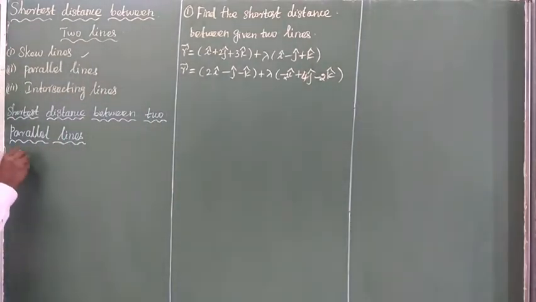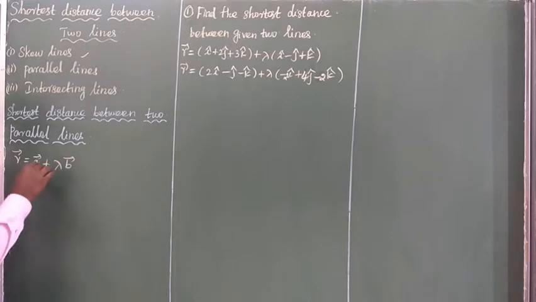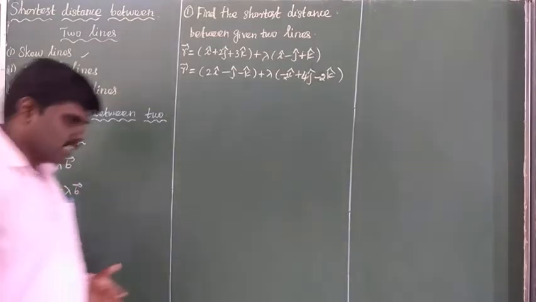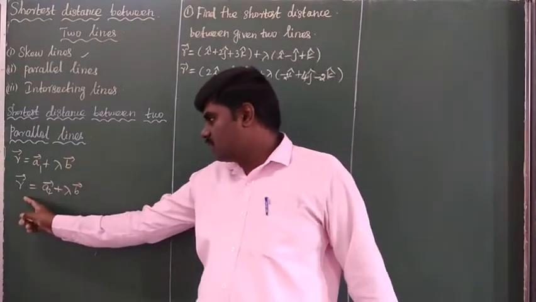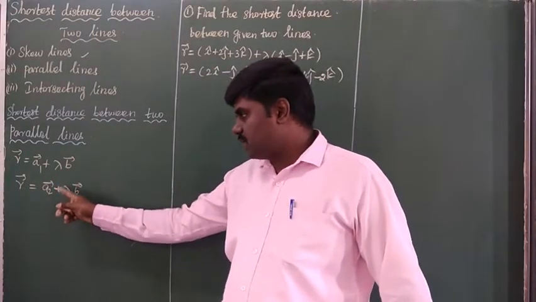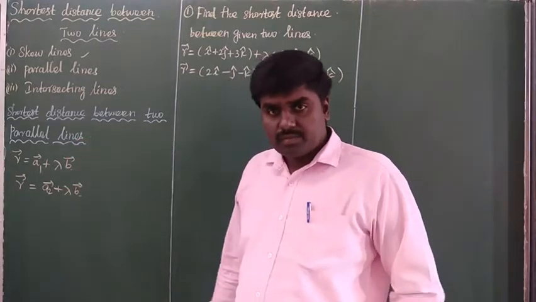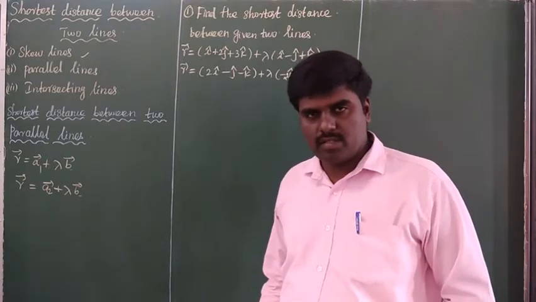First line equation: r vector is equal to a1 vector plus lambda b vector. So for the first line, I choose the point a1. I will use the vector form method. For the second line, again r vector is equal to a2 vector plus lambda b vector. Here the b vectors are the same. Why? Because of the simple result: two lines are parallel means the direction ratios are equal.